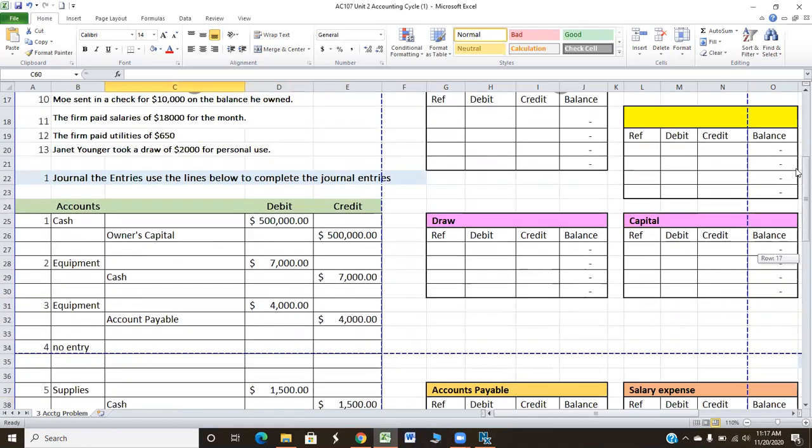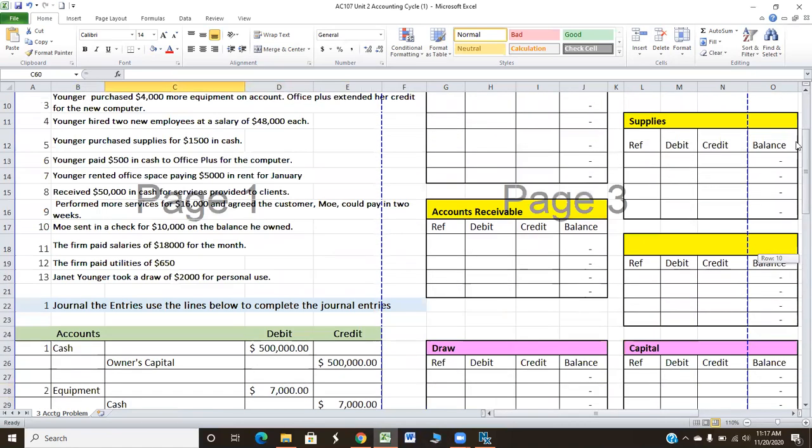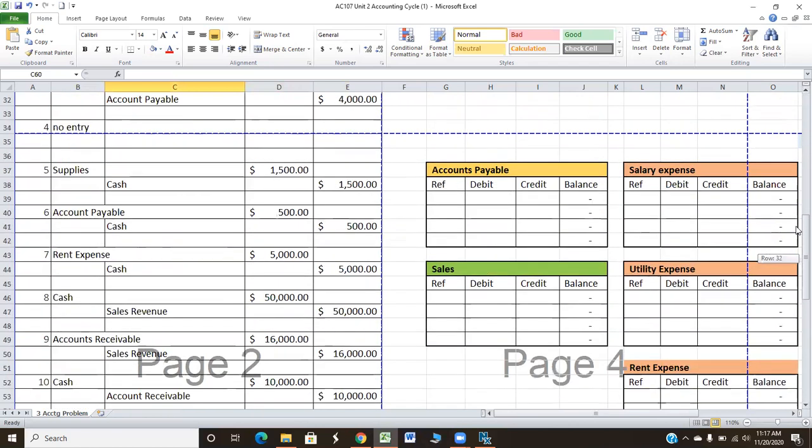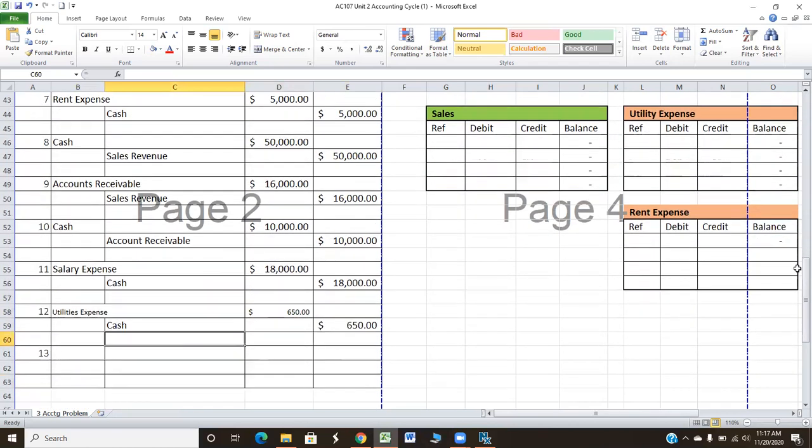Number 13. Janet Young took a drawing of $2,000 for personal use. All right. Whenever an owner withdraws money from the business, it's the opposite of when the owner puts money into the business. So the business is going to be losing cash. So we're going to wind up crediting cash. And what you do when an owner withdraws money is you debit the account owner's drawings or owner drawings, however you want to label it, $2,000. And you're going to credit cash $2,000.